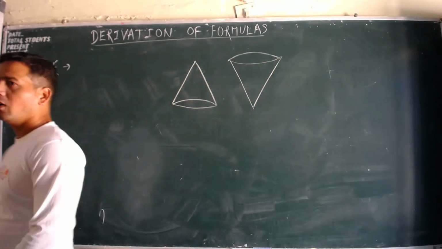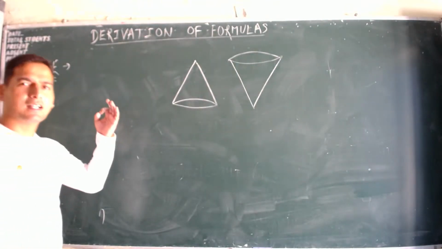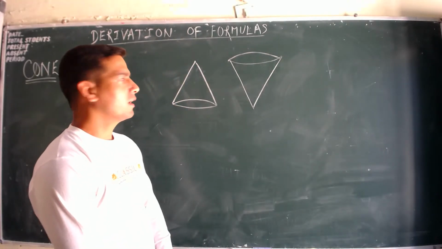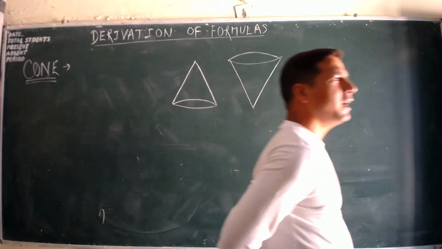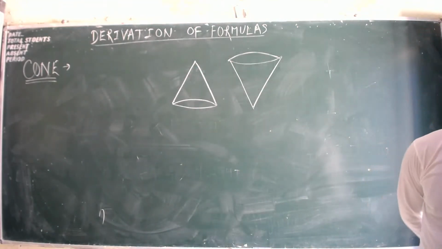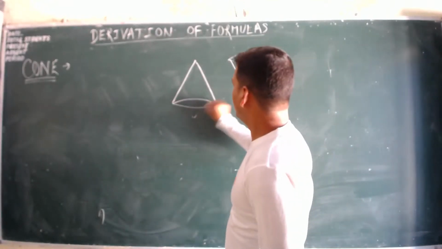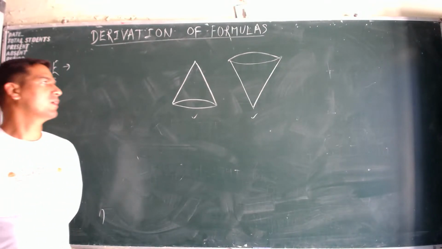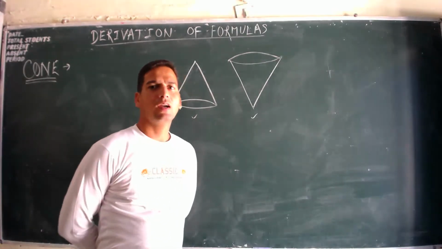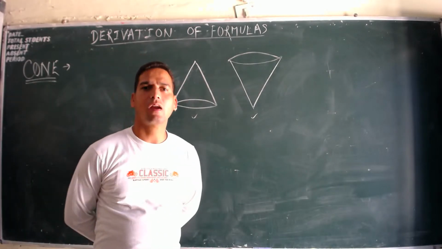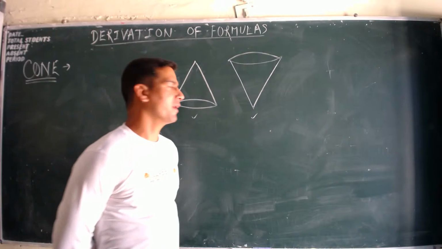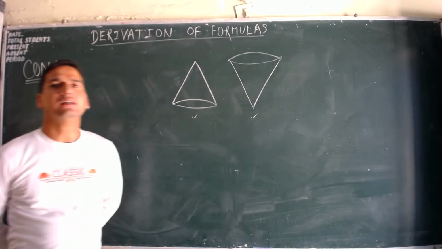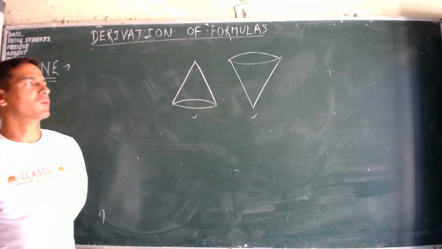Two cones. Which is the right circular cone? This one or this one? My simple question is, which one is the right circular cone? First figure or second figure? Which figure do you think is the right circular cone?